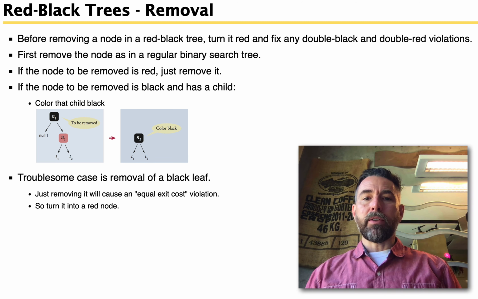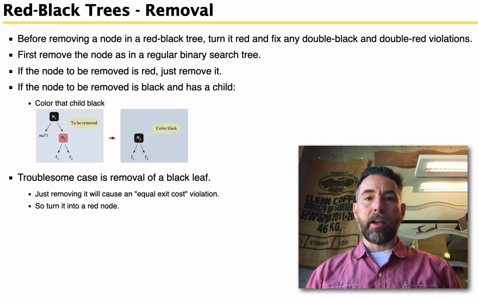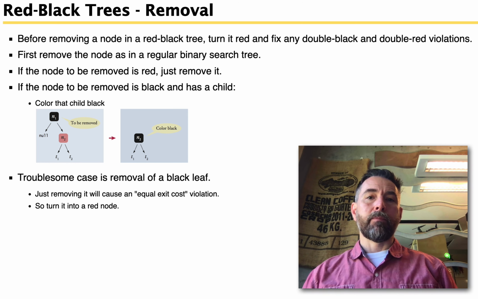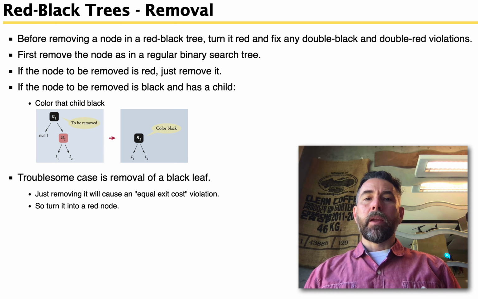So the way that we're going to do that is, before we remove a particular node, we're first going to turn it red. And by turning it red, we're going to have to fix any double black or double red violations, which we'll describe in a second. All right, so when we find the node we want to remove, we remove it the way we remove something in a regular binary search tree.